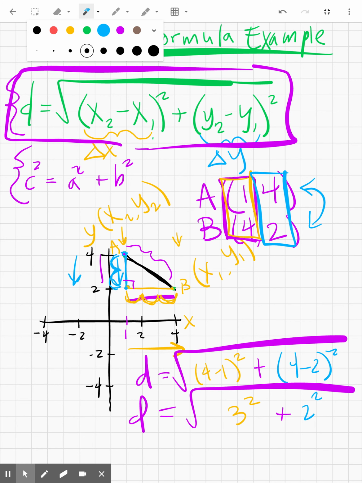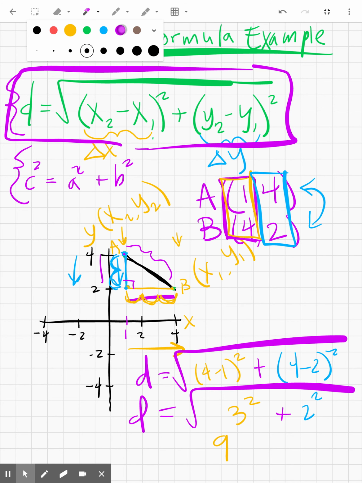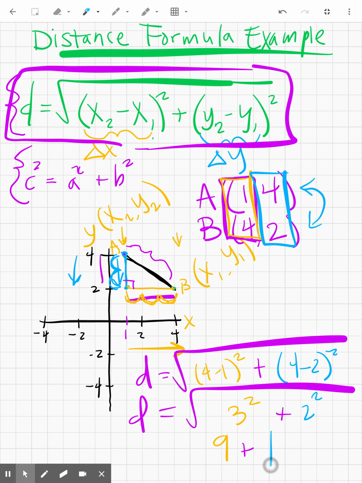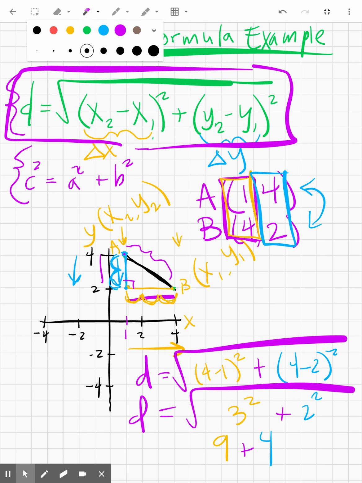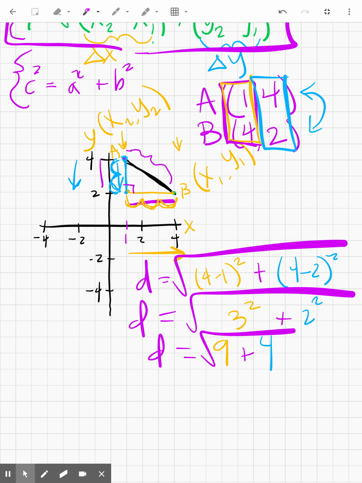So we know we're doing right. All right, next thing we're going to do is square those. So 3 times 3 is 9, plus 2 times 2 is 4. We're almost done. This looks kind of messy. We're going to add those two. 9 plus 4 gives us 13. So we're saying that the distance between point A and point B is the square root of 13.